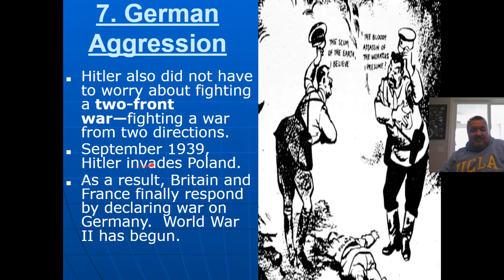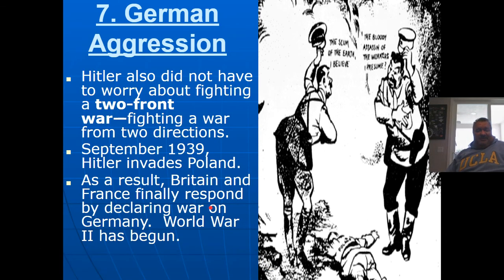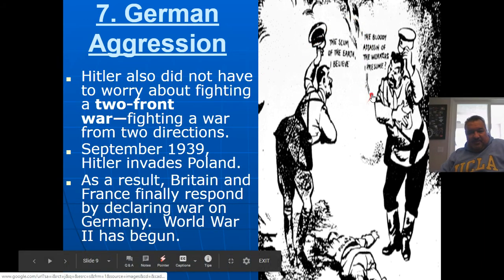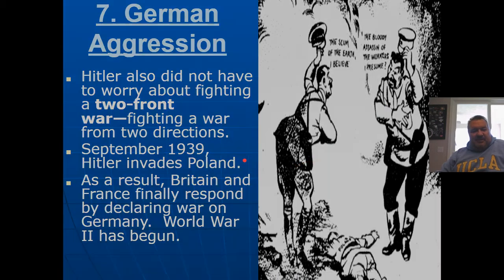September 1939, Hitler invades Poland. Within the month Poland is conquered. As a result, Britain and France finally respond by declaring war on Germany, and World War II had begun. This shows you they didn't really trust each other. Though Stalin was buying into Hitler, Hitler wasn't buying into Stalin. You could tell this because Stalin had been killing some leading generals in his army up until this time.